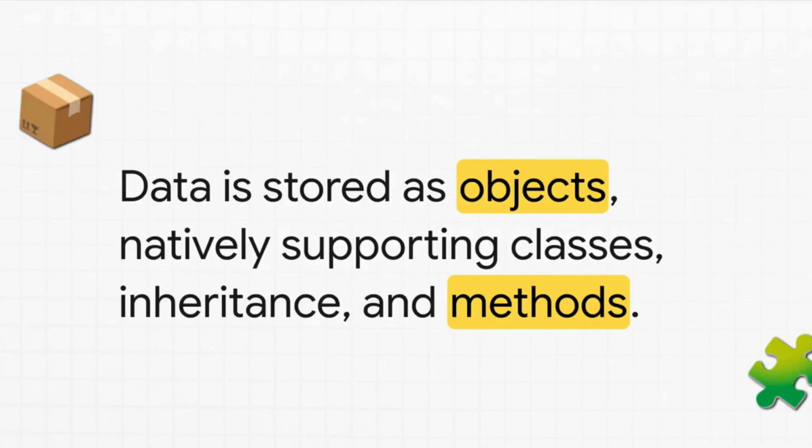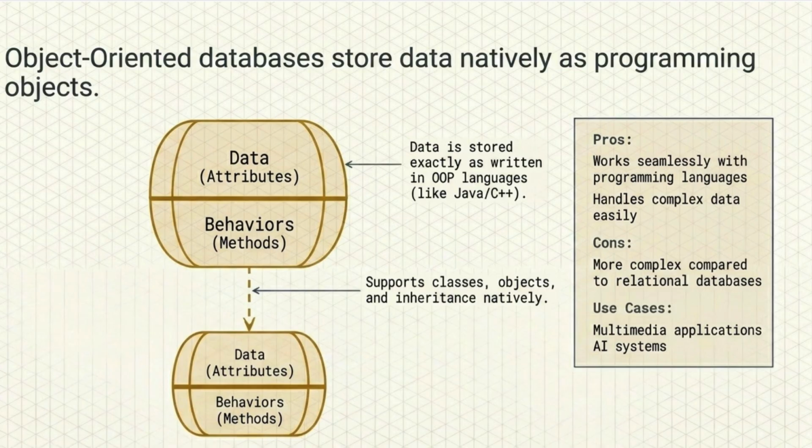Moving right along to Section 4, Object-Oriented Data Storage. Our fourth category is the Object-Oriented Database. Now, this is a system built specifically to align with programming code. Instead of forcing data into flat tables, data here is stored as objects, exactly like it is in object-oriented programming. It natively supports programming concepts like classes, inheritance, and methods. This makes it an absolute powerhouse for handling highly complex data in advanced applications. Think heavy multimedia apps or complex AI systems.